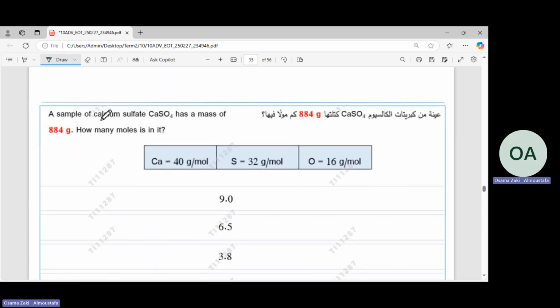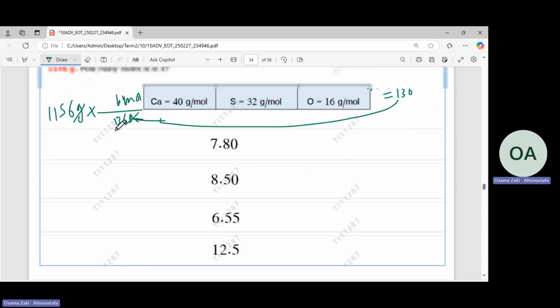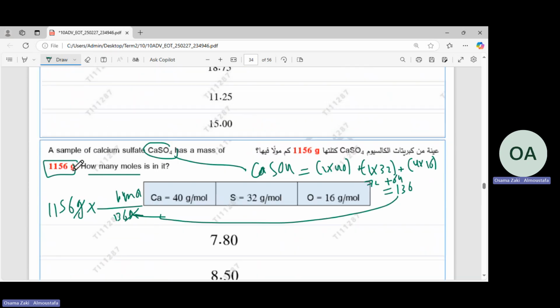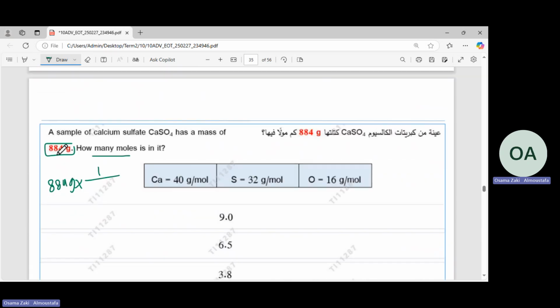Here they give us the grams and want me to find the number of moles. So 884 grams times what? How many moles? So we have to multiply by what? This is similar to the previous one, just here we have 1156 grams and here we have 884 grams. So use the same procedure as in the previous question.